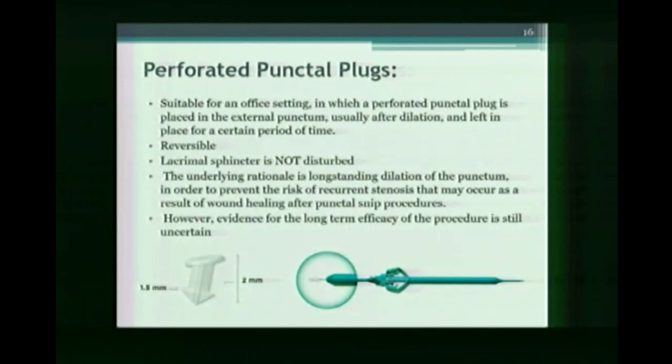The perforated punctal plug is very similar to the regular routine punctal plug that we used for dry eyes, in which we occlude the puncti. These are just examples.